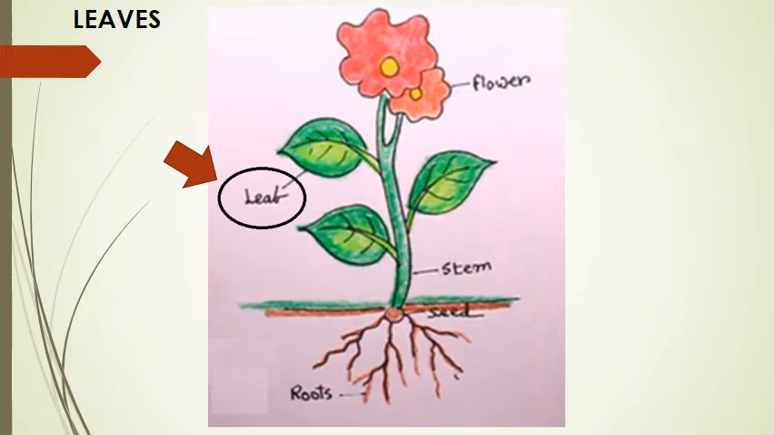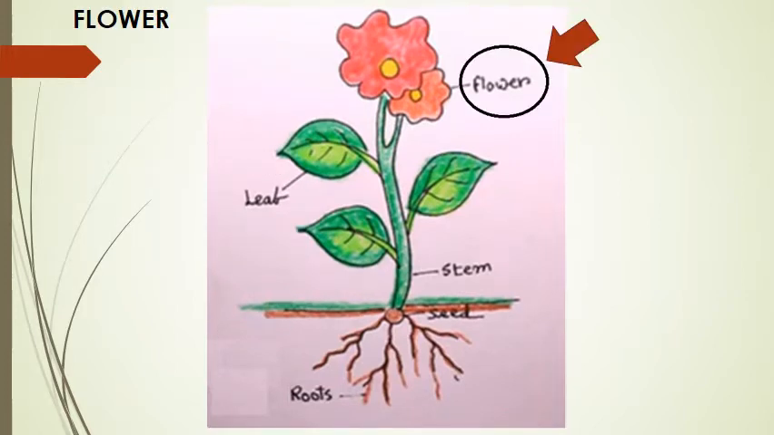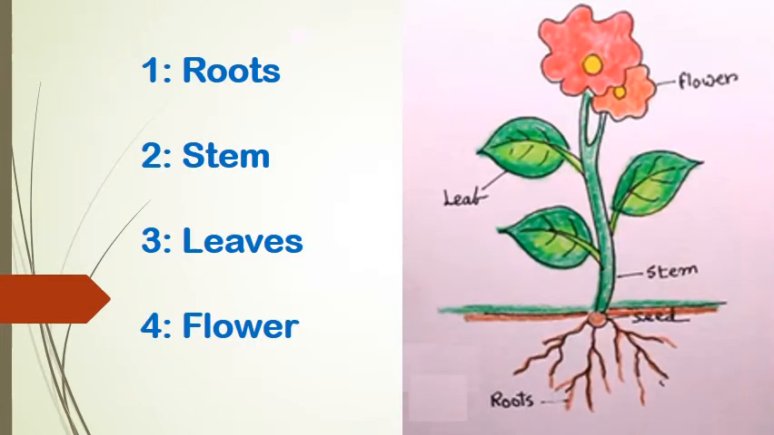And this part is called leaves. Okay, you already know this part of the plant. Yes, this is flower. From this diagram, we have learned there are four parts of the plants. Number one, root. Number two, stem. Number three, leaves. Number four, flower.